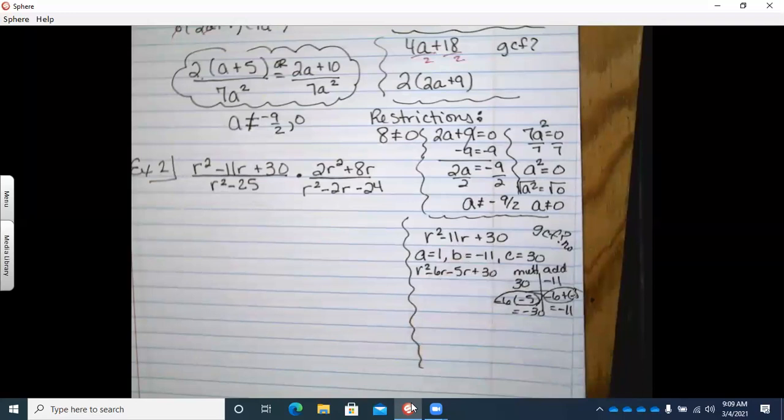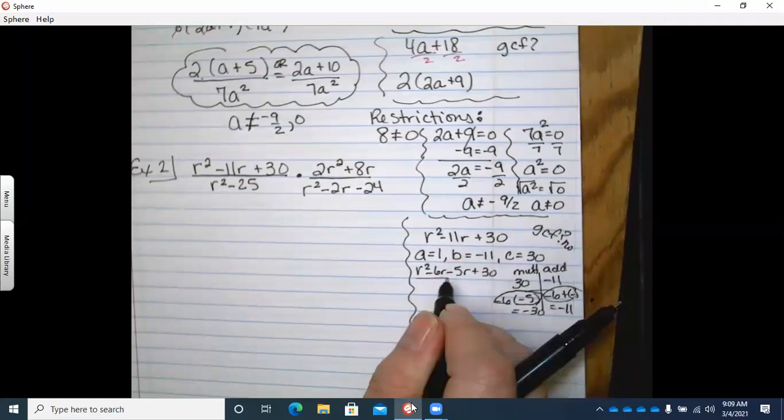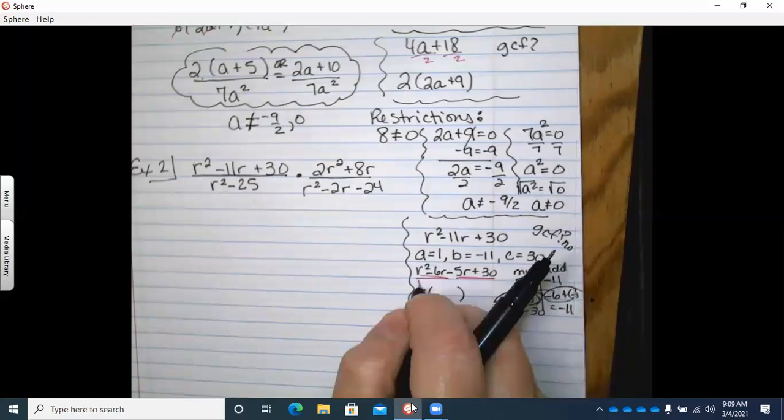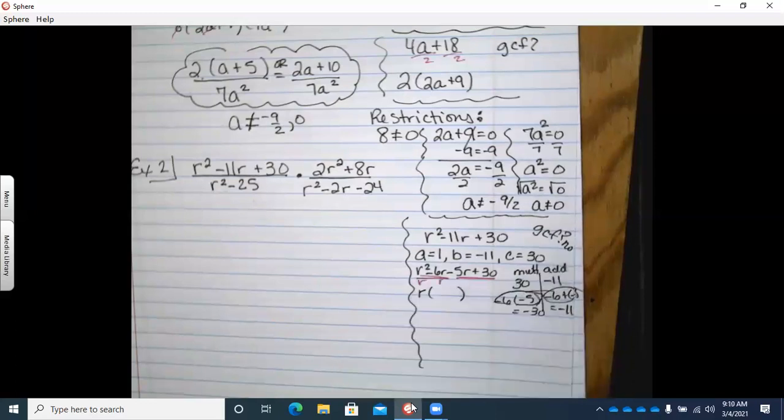So we group our first 2 terms together and our second 2 terms together, and we factor out a GCF. Even if it's just a 1, we have to factor it out, if that's all we have. So look at my first group, r squared minus 6r. What is the GCF? R, just an r. So I'll divide each term by r. What's r squared divided by r? R. What's negative 6r divided by r? Negative 6.